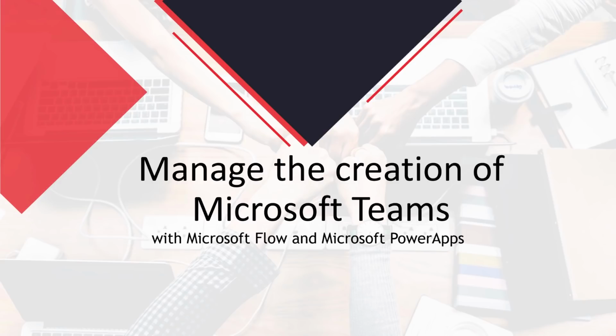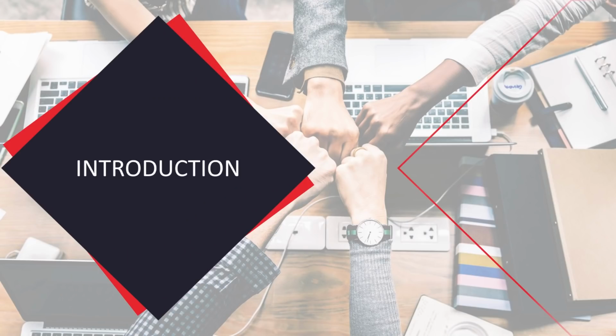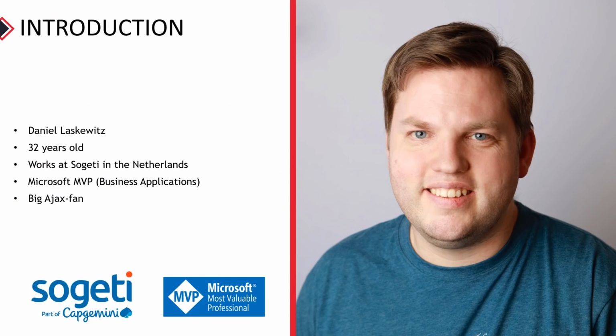Before I show you all the goodies, let me introduce myself first. My name is Daniel Laskowitz and I am 32 years old. I work at Society in the Netherlands. Two years ago, I became Microsoft Most Valuable Professional in the Business Applications category because of my work with Microsoft Flow and Power Apps. In my spare time, I like to go to my favorite soccer team Ajax, since I am a big fan of them.